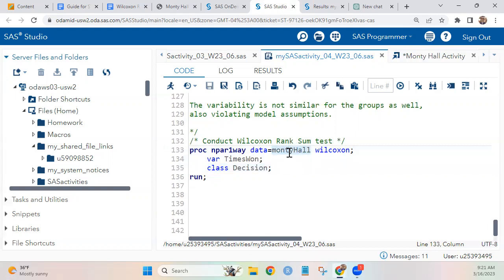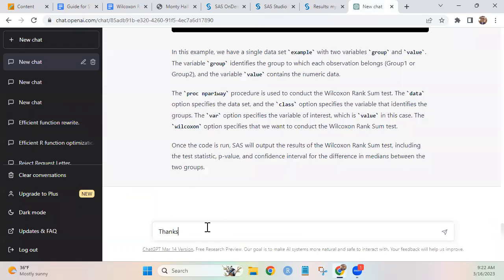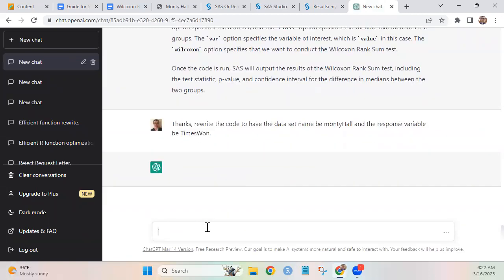I prefer to program in R myself rather than SAS, so I know it's pretty good about this too. If you say, rewrite the code so the data set name is Monty Hall and the response variable is times 1, let's see how it does that. I think it usually does pretty well in R when I say things like that. Maybe not.